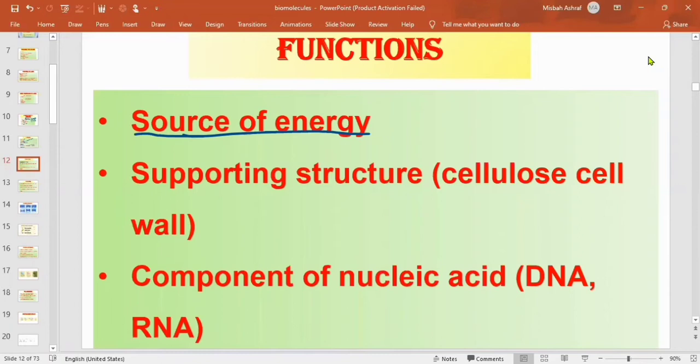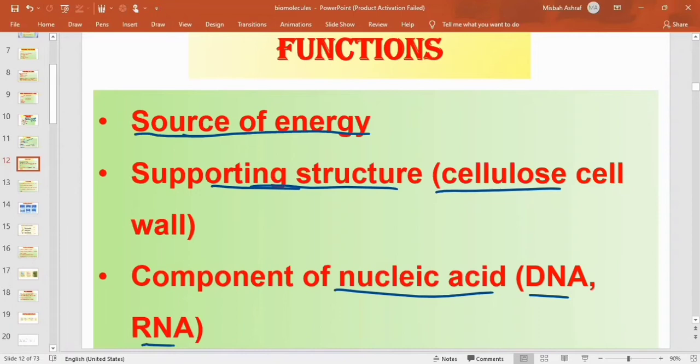Then it has a supportive function. Supportive means this is providing support to the cell, and it's cellulose which is present in the cell wall of the plant cell that has the supportive function. Next, it's also a component of the nucleic acids, which are DNA or RNA.